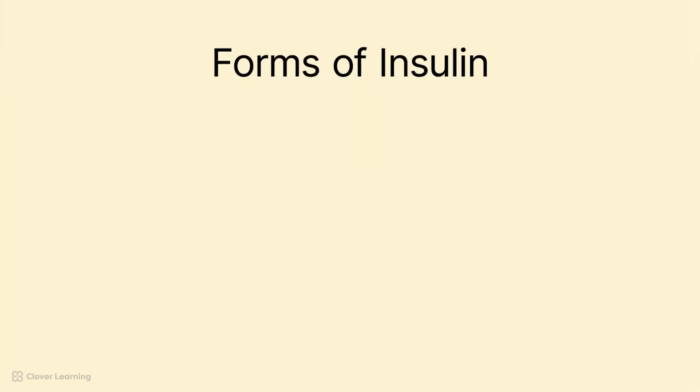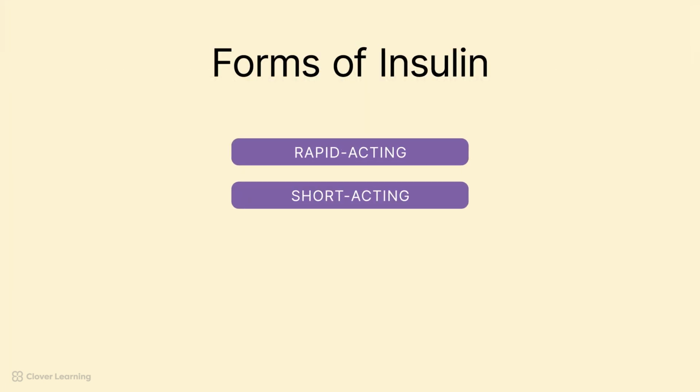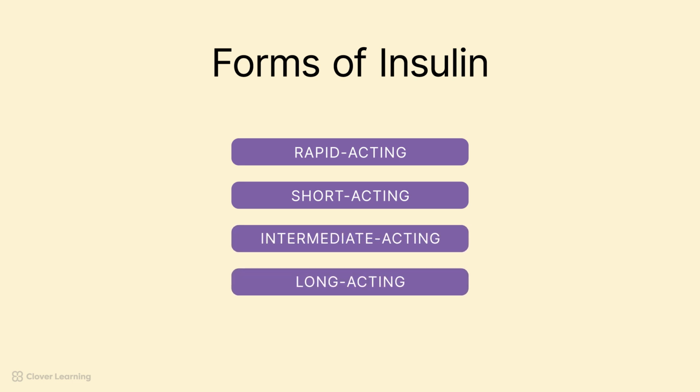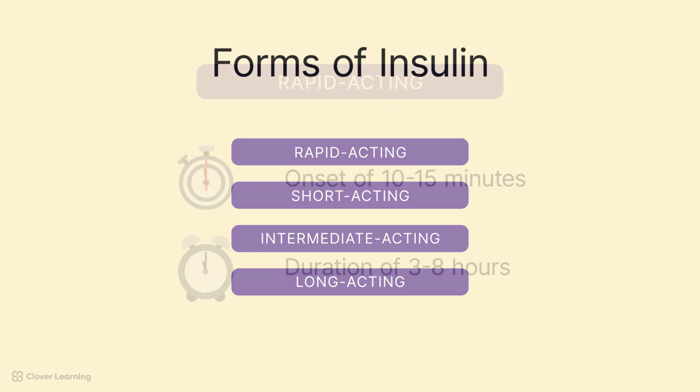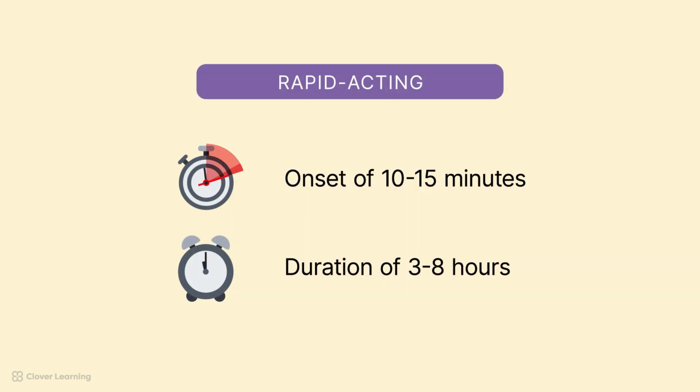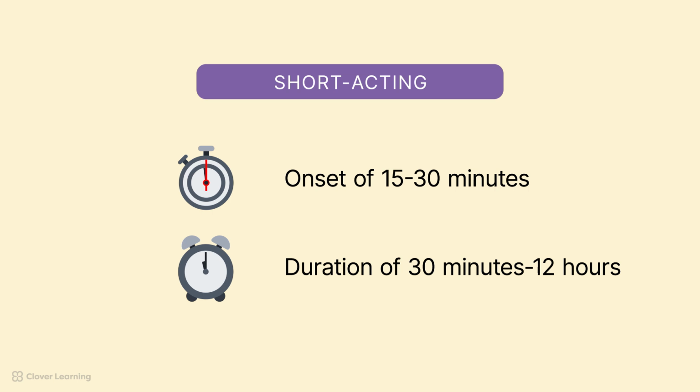Insulin comes in various forms, including rapid-acting, short-acting, intermediate-acting, and long-acting. Each of these forms have different onset action times and duration action times. In other words, they all vary based on how quickly they take effect and how long their effect lasts. Rapid-acting insulin has an onset of action of 10 to 15 minutes and a duration of action between 3 to 8 hours. Short-acting insulin has an onset of action of 15 to 30 minutes and a duration of action between 30 minutes and 12 hours.